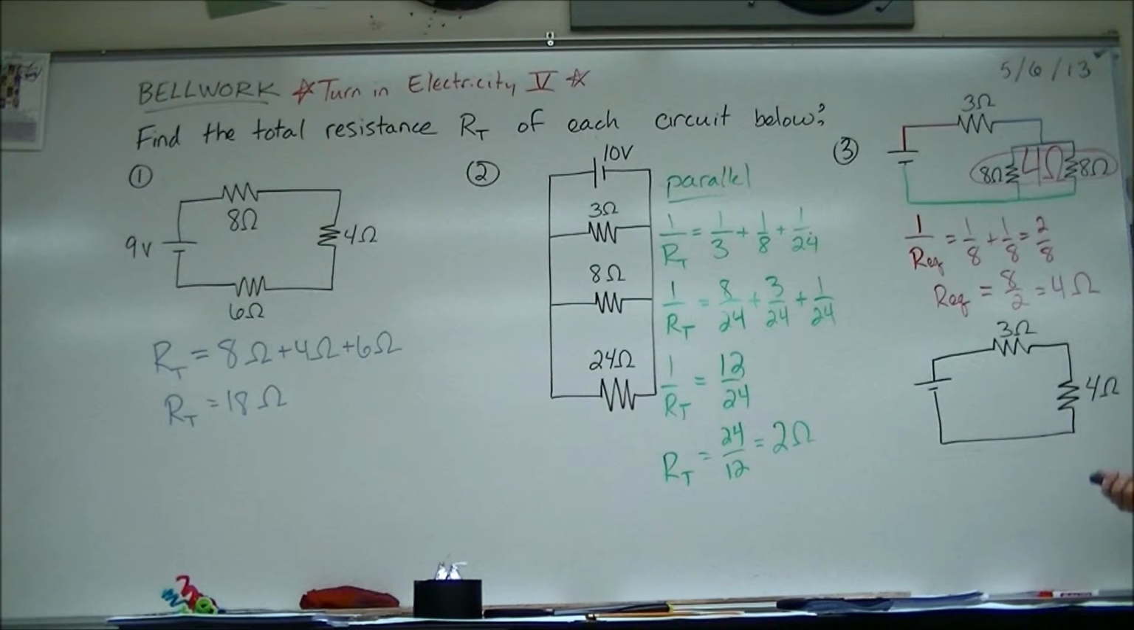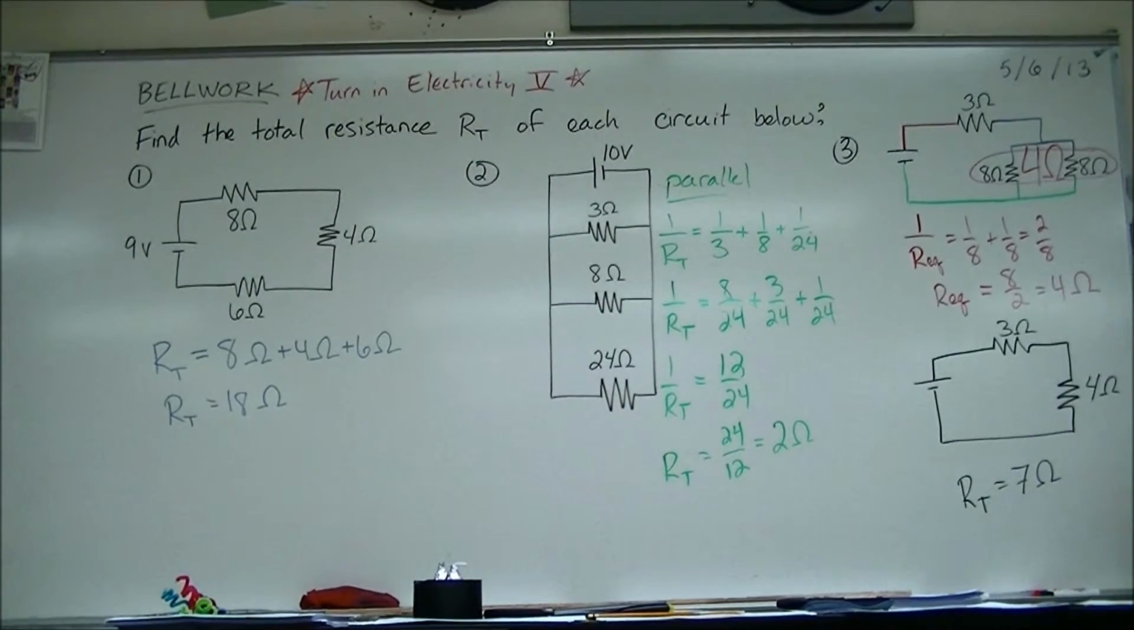Alright. And what do we do with series? Yeah, that's right, just add them. 7 total. So that is why the resistance was 7, just like Albert said. Nice job, Albert. Okay. Sometimes it's going to go the other way.